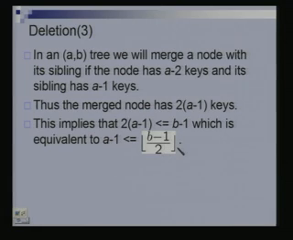Why have I set floor? Well, a minus 1 has to be an integer, right? So this one is saying a minus 1 is less than or equal to b minus 1 by 2, and since a minus 1 is an integer, it has to be less than or equal to the floor of this b minus 1 by 2. Floor means rounded down. This symbol means if this is not an integer, round it down to the nearest integer.